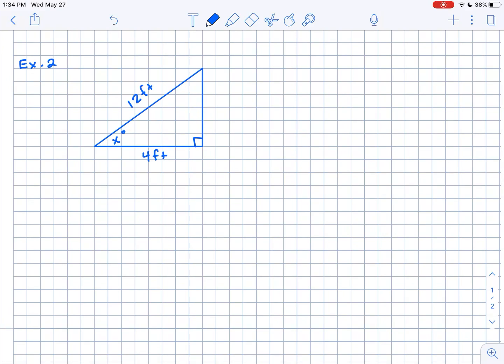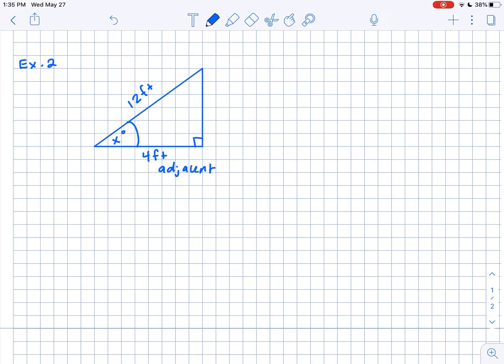Let's look at another example. Let's say I have a 12-foot ladder, and I rest it against the wall. I know I'm standing 4 feet back from that wall. Now I want to know, what is my angle of elevation? What is that angle that I'm having the ladder rest at?